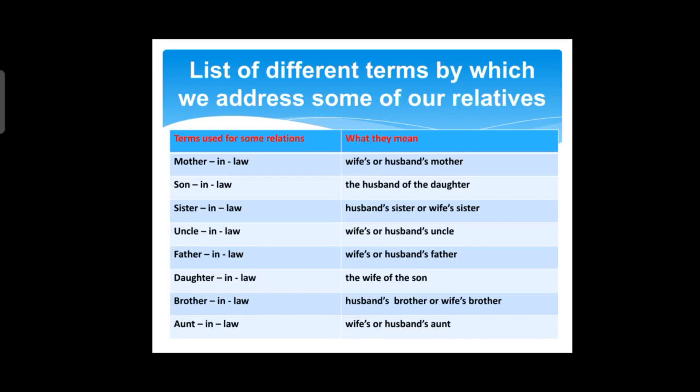List of different terms by which we address some of our relatives. In the first column, terms used for some relations, and in the next column, what they mean. Mother-in-law, wife's or husband's mother. Son-in-law, the husband of the daughter. Sister-in-law, husband's sister or wife's sister. Uncle-in-law, wife's or husband's uncle. Father-in-law, wife's or husband's father. Daughter-in-law, the wife of the son. Brother-in-law, husband's brother or wife's brother. Aunt-in-law, wife's or husband's aunt.